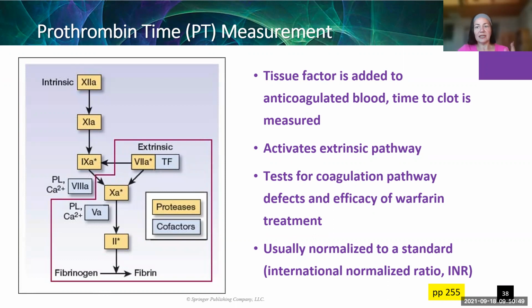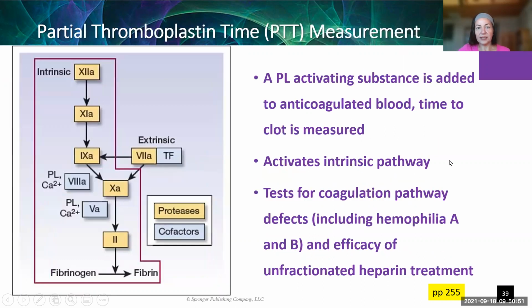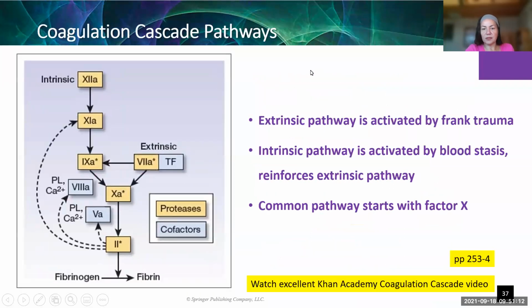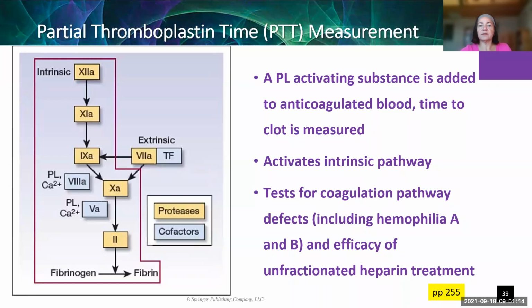One batch got this test, the other batch gets this test, the PTT test. And the P's and T's stand for different things than the previous P and T. So partial thromboplastin time, PTT. This is testing the intrinsic side of the pathway. Get phospholipid, phospholipid activated substances added to the anticoagulated blood.